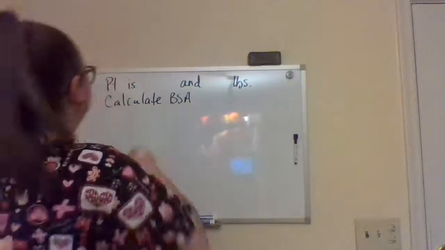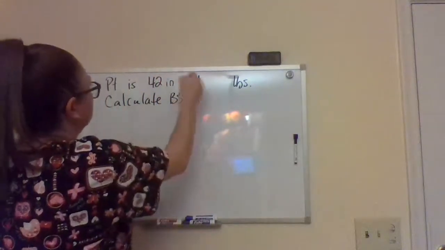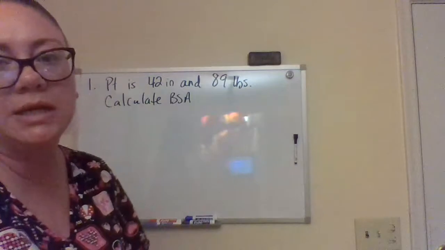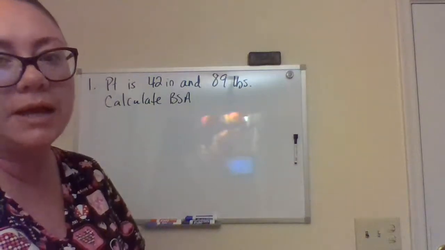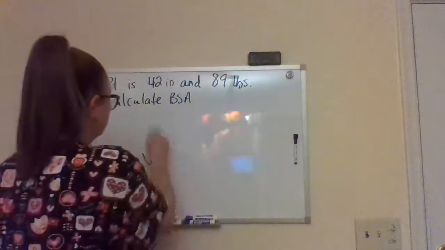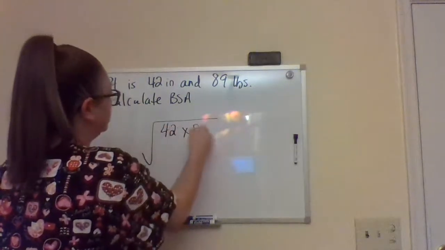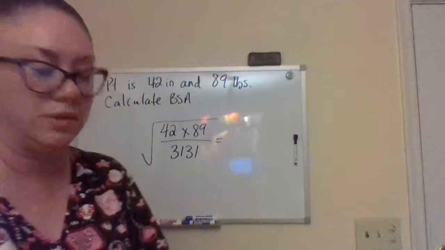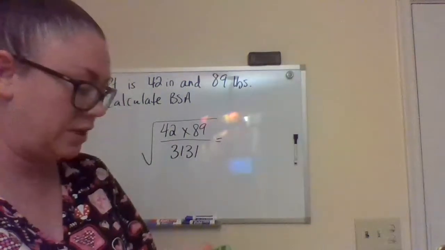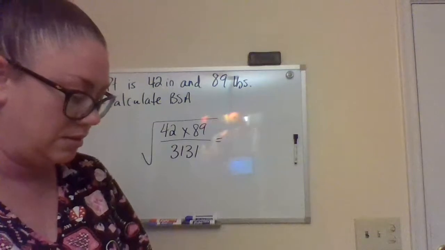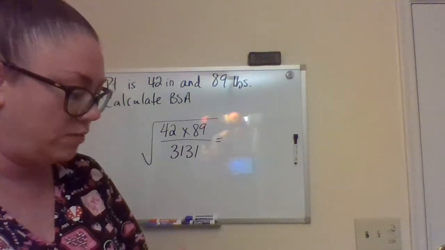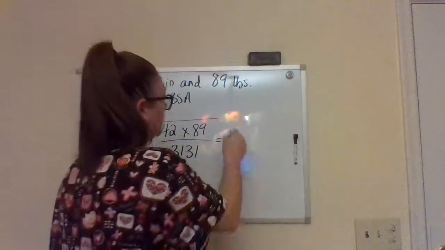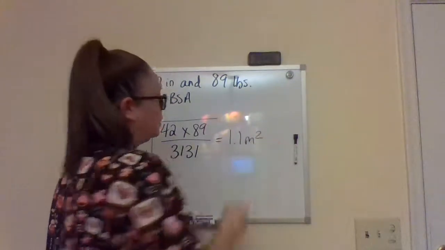Let's do another example. This one, your patient is 42 inches tall and 89 pounds. Calculate your BSA. Again, you're going to put that into the formula: 42 times 89, divide by 3131, and then square root. So we have 42 times 89 divided by 3131, which gives you 1.19. You square root that and you get 1.09, which we're going to round to 1.1 meters squared.